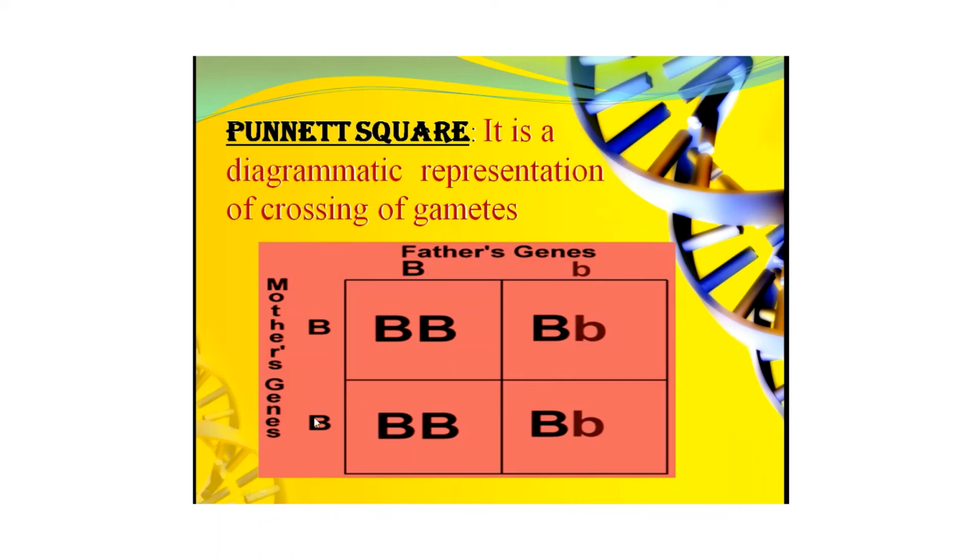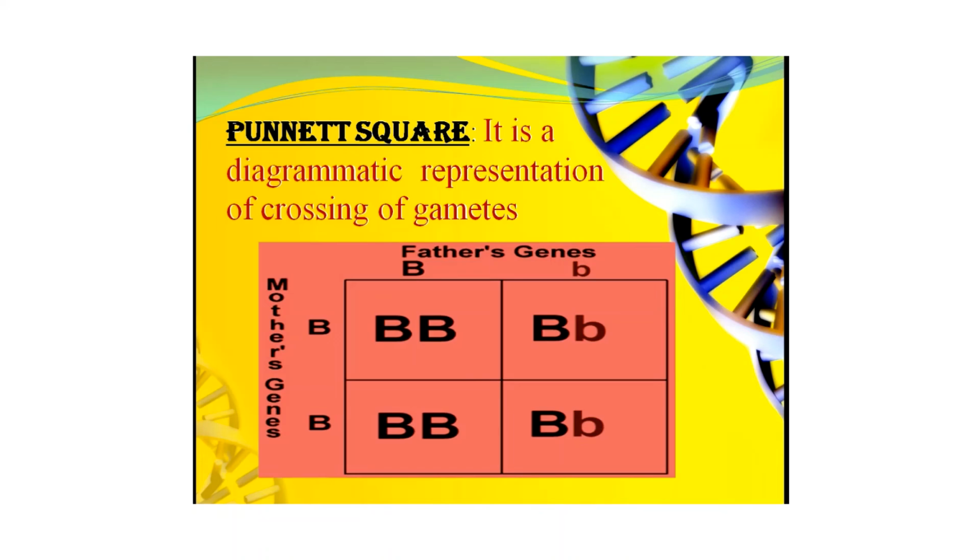Now again we'll go with mother's second gamete. So it is again capital B. Cross it with father's first gamete, you will get capital B again. Mother's second gamete with father's second gamete, you will get capital B, small b. So this is how generally we represent. And whenever we are representing, we should always see that the capital letter is written first, or the dominant alleles are always written first, followed by the recessive alleles.